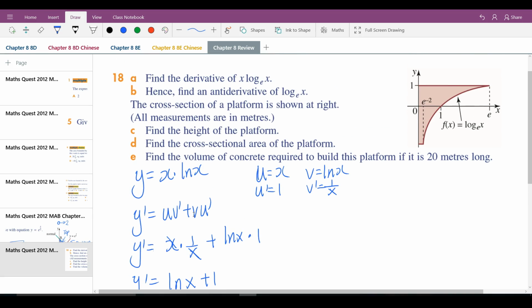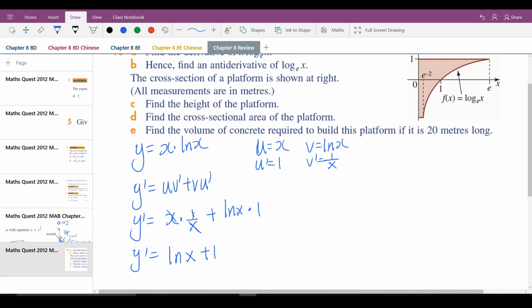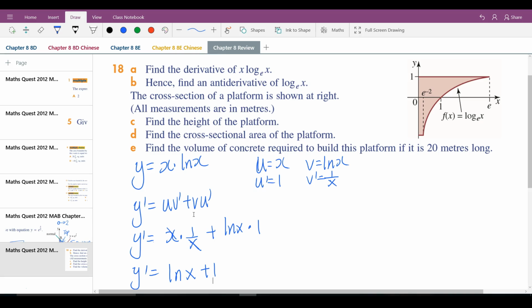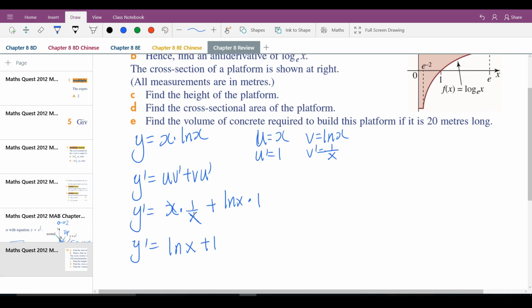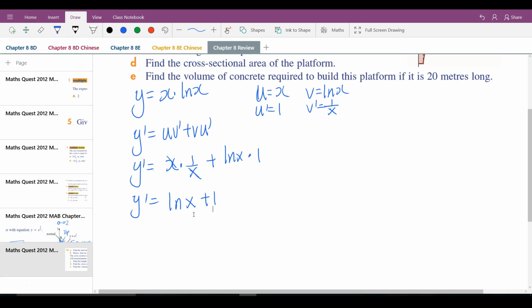So that's it. That's question A. That's the derivative. Question B. Hence, find an antiderivative of log e, ln x. Now, we're trying to integrate ln x.